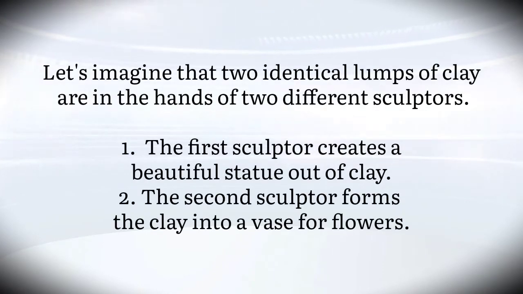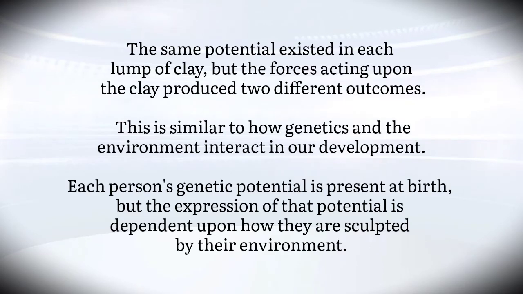Let's imagine that two identical lumps of clay are in the hands of two different sculptors. The first sculptor creates a beautiful statue out of clay, while the second sculptor forms the clay into a vase for flowers. The same potential existed in each lump of clay, but the forces acting upon the clay produced two different outcomes. This is similar to how genetics and the environment interact in our development. Each person's genetic potential is present at birth, but the expression of that potential is dependent upon how they are sculpted by their environment.